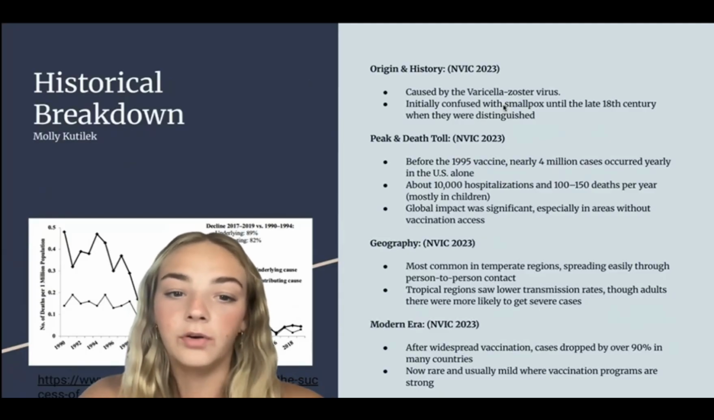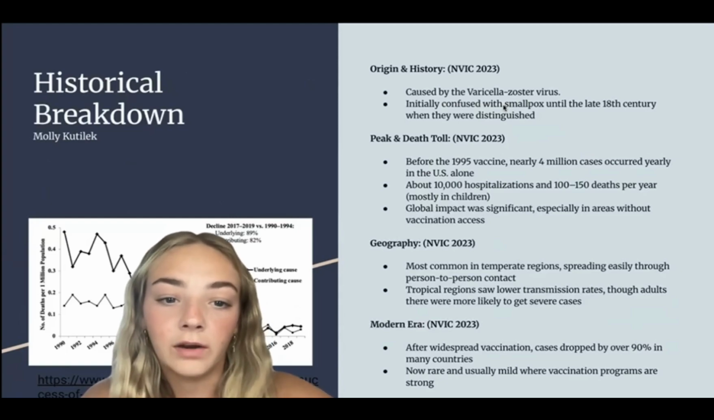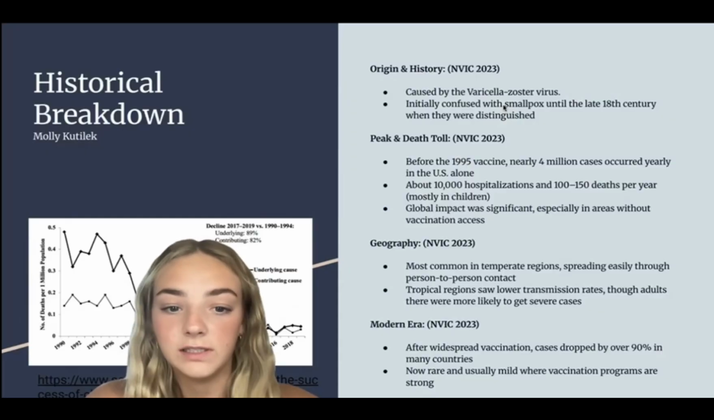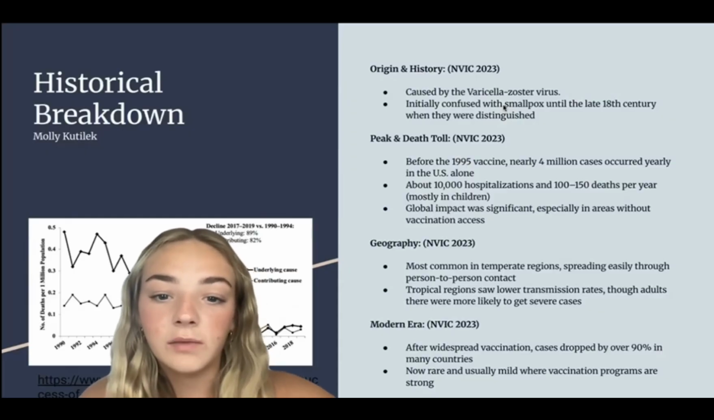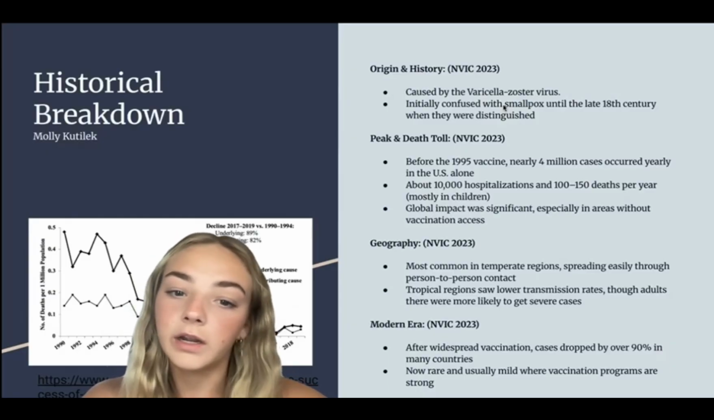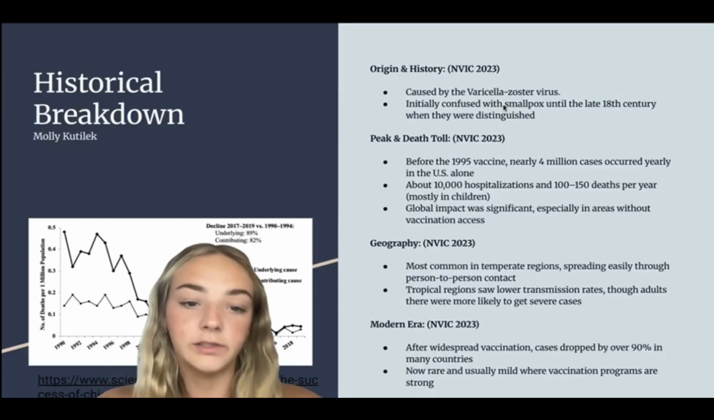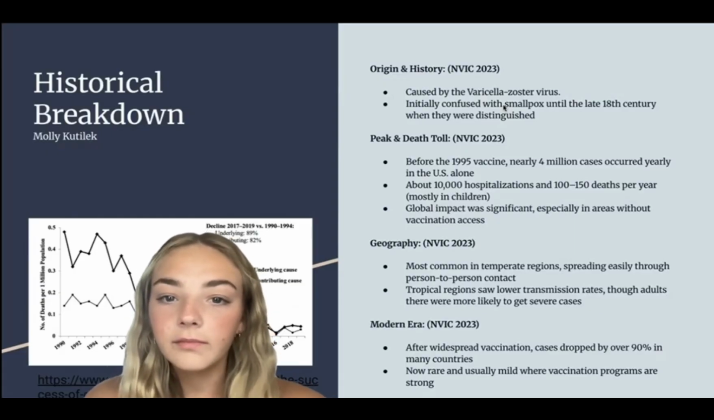In the US alone, there were about 4 million cases annually, with around 10,000 hospitalizations and 100 to 150 deaths, mostly children. Geographically, chickenpox spread most easily in temperate climates like in North America and Europe, while tropical areas saw fewer cases. However, adults there often got more severe infections.